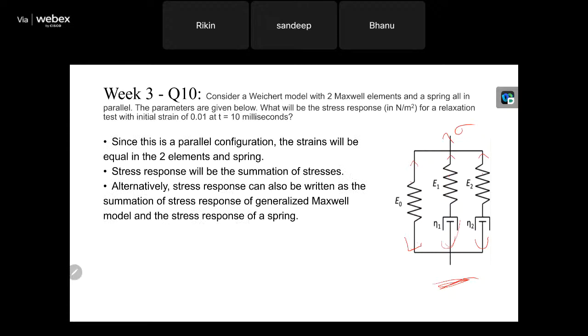As you can see, the stress will be divided, but the strains will be equal in all these elements. So epsilon spring will be equal to epsilon 1 is equal to epsilon 2. Alternatively, the stress response can also be written as a summation of the stress response of the generalized Maxwell model and the stress response of a spring, as I mentioned earlier.